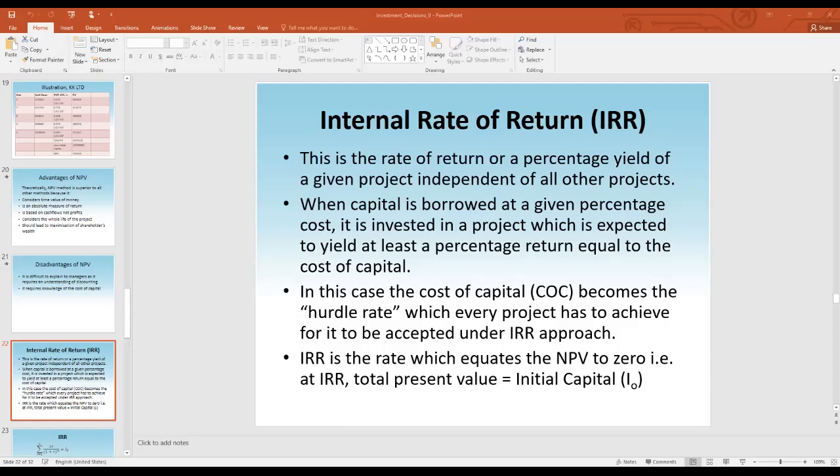We can use a trial and error method. We determine at what rate we discount these cash flows from the investment. If you remember the table we did yesterday, let me just go back to that table.